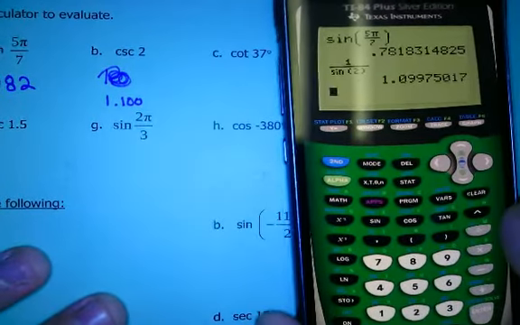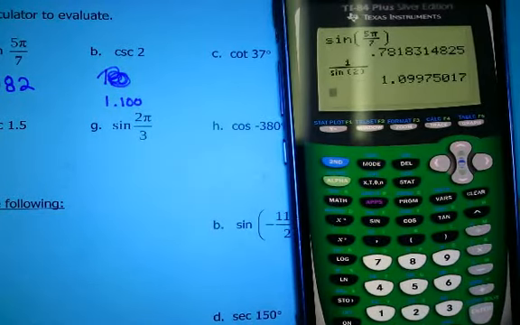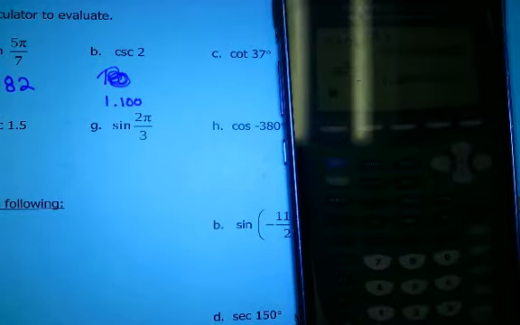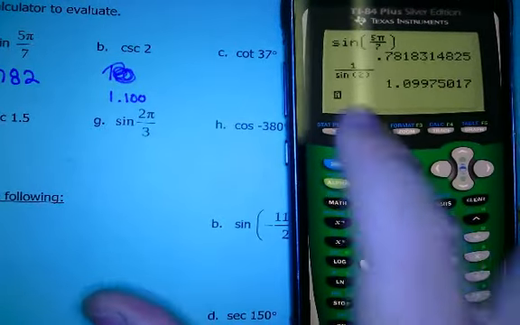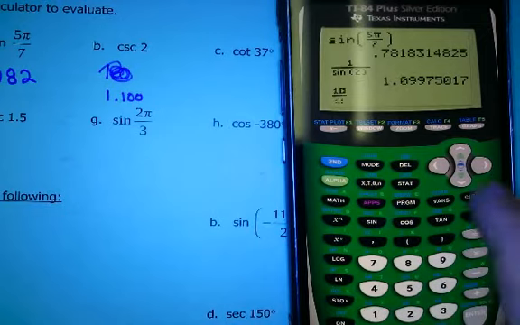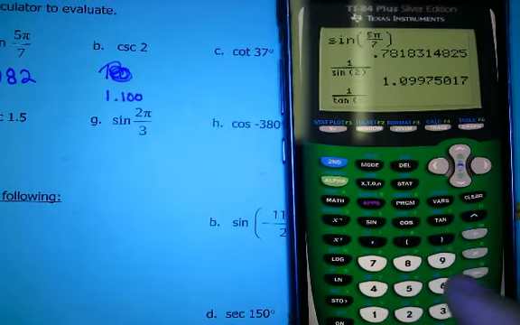Okay, so cotangent. You have two options here. You can either change your mode or just get smart. Get smart. So to do cotangent, how do you do that? It's 1 over tangent of 37. That's in radians.